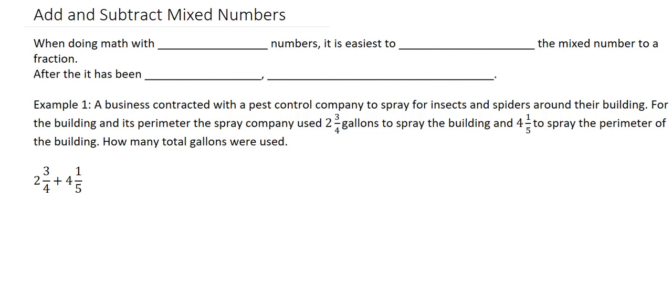Add and subtract mixed numbers. So when doing math with mixed numbers, it's easiest to convert the mixed number to a fraction. And then after it's been solved, we're going to go ahead and convert it back into a mixed number.